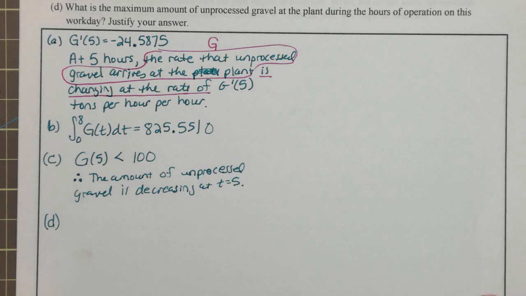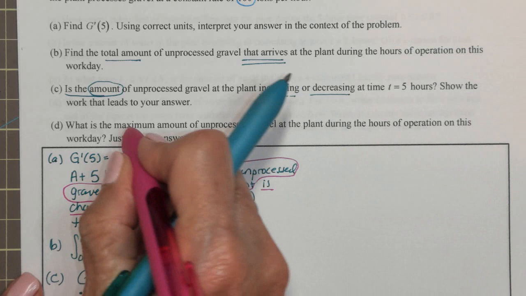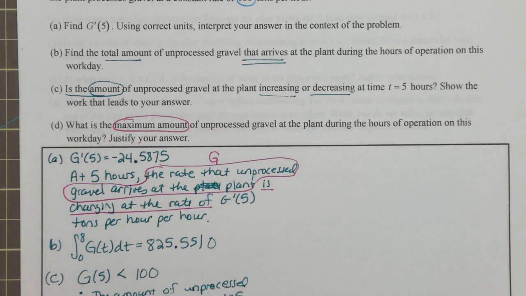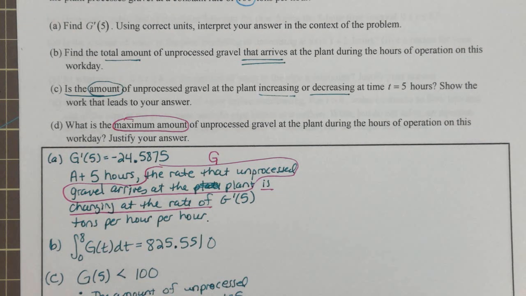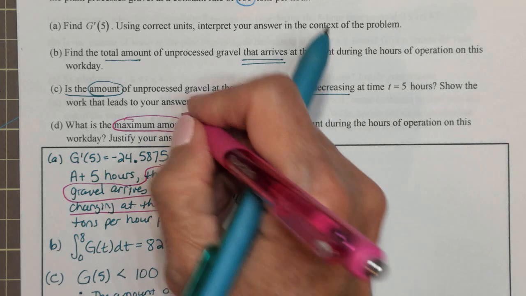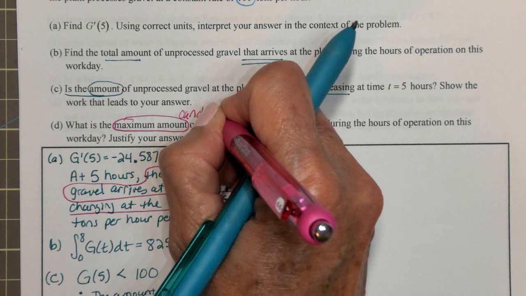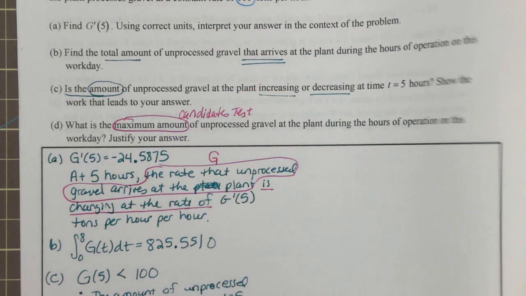Alrighty. Part D. What is the maximum amount of unprocessed gravel at the plant during the hours of operation on the workday, 0 to 8? Maximum amount. Candidates test. It's an absolute max. So I'm going to use the candidates test.